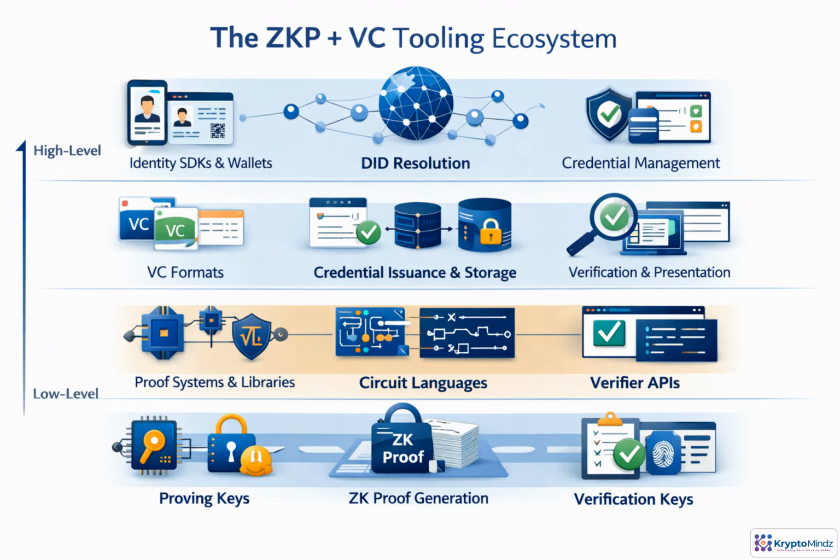The tooling ecosystem sits on a spectrum. At the top, identity SDKs and wallets help with issuing, storing, presenting, and verifying credentials. Deeper down, ZKP frameworks expose circuits, keys, proof generation, and verifier APIs. The goal is to match the layer to the problem, not just choose the strongest cryptography. Consider credential format, DID support, language stack, interoperability, privacy needs, documentation, maturity, and operating cost.